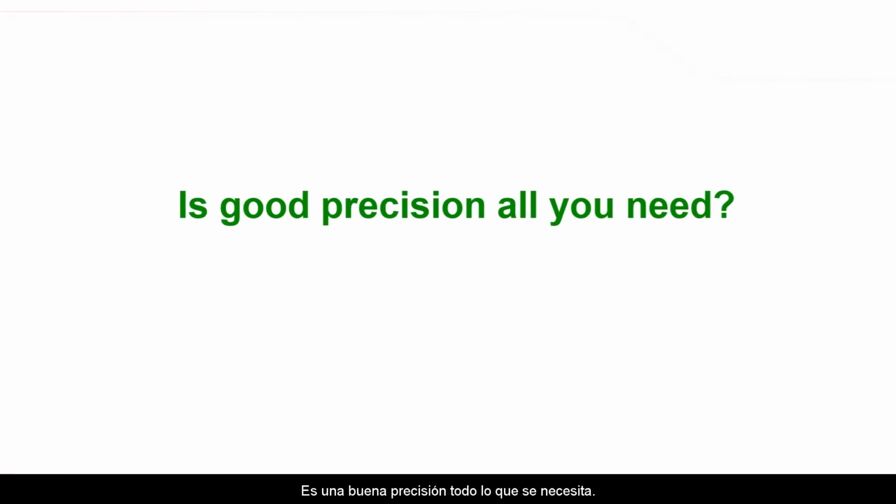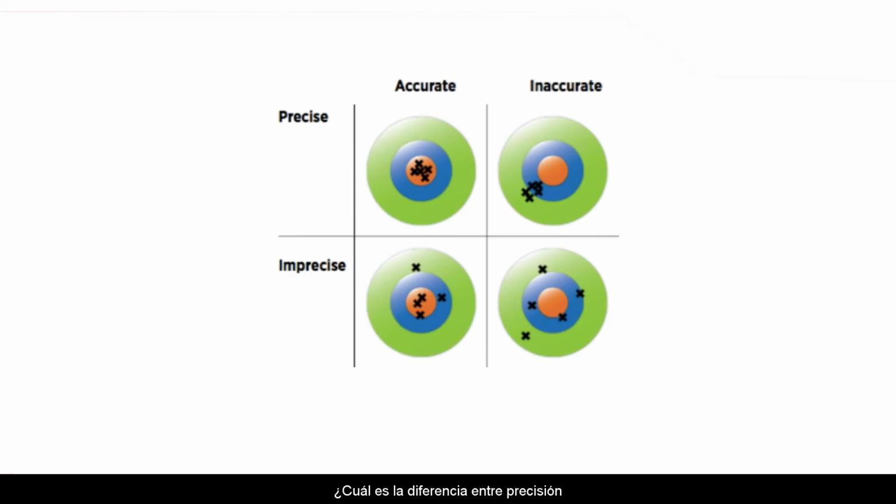Is good precision all you need? What is the difference between precision and accuracy? If you look in the lower right image, it shows what inaccurate and imprecise looks like. As you can tell, you're all over the place. The lower left image is more accurate, but still imprecise. Grouping has improved, but not enough. Looking at the top right image, it shows a very precise target. However, it's not accurate.